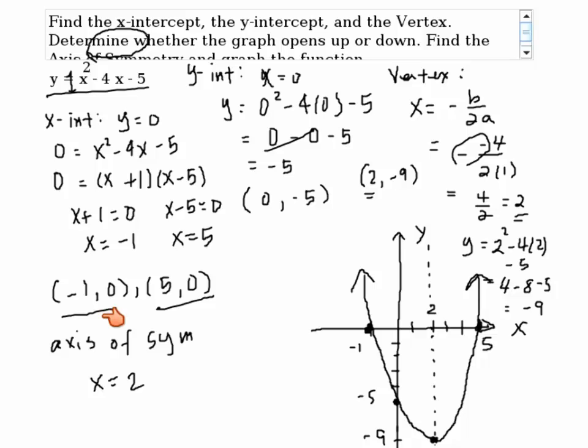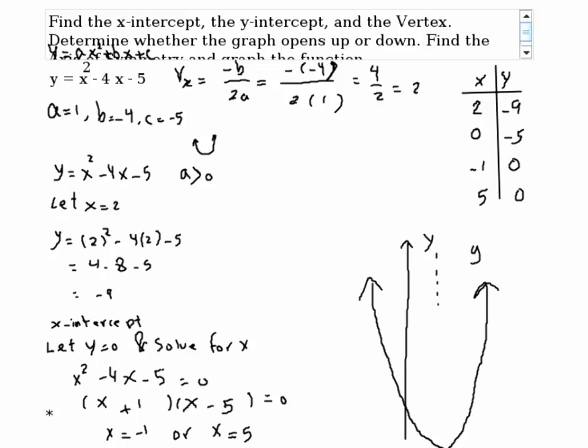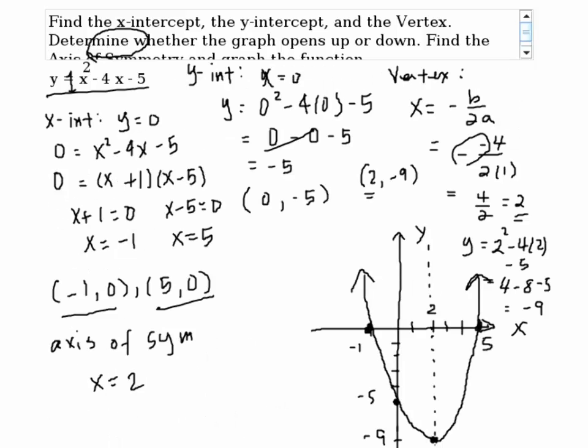So don't forget, x position of the vertex would be minus b over 2a. That's how you can solve for that. And then from there, you can find the y-intercept, we can find x-intercept, and all that. All right, managed to grab part of the graph, but I really get the picture.